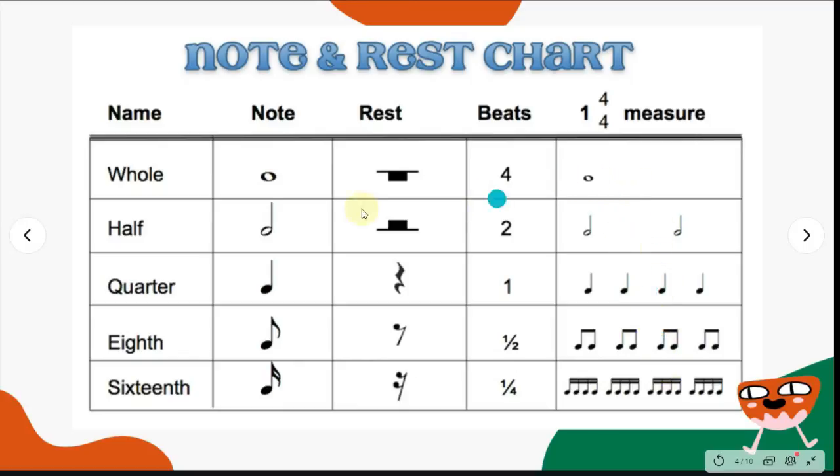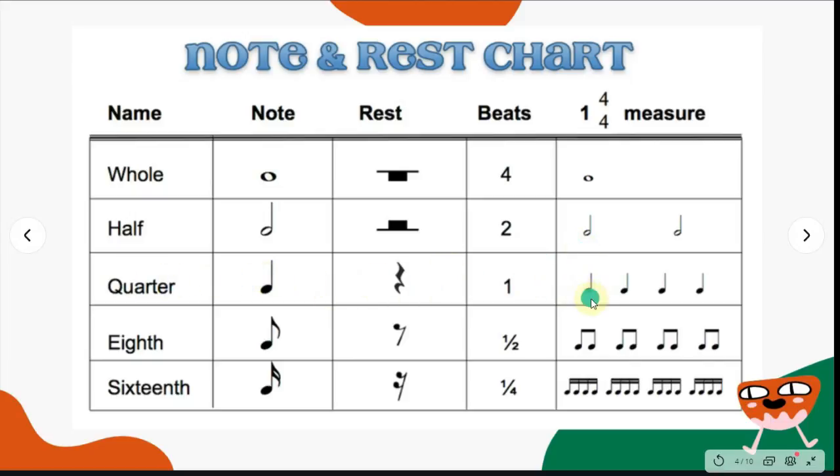Okay, what if we're going to clap the whole note? How are we going to clap the whole note? Okay, it goes like this: 1, 2, 3, 4. This one is 1, 2, 1, 2. It goes like this: 1, 2, 1, 2. So just one clap, then after 2 counts, release, and then clap, and then release.